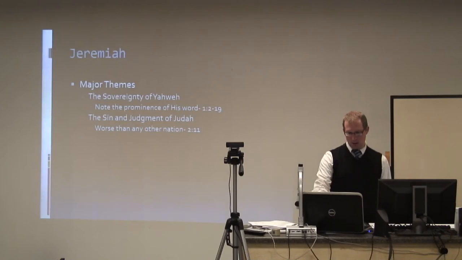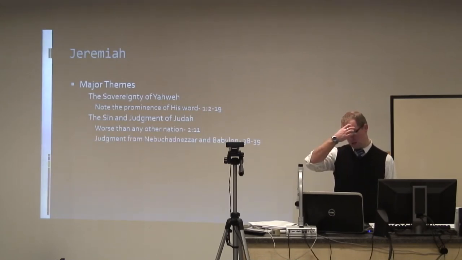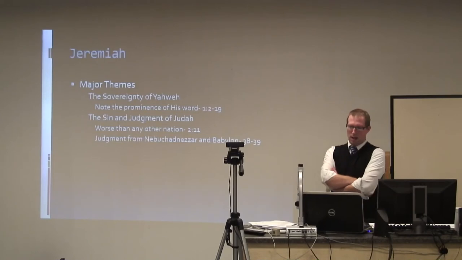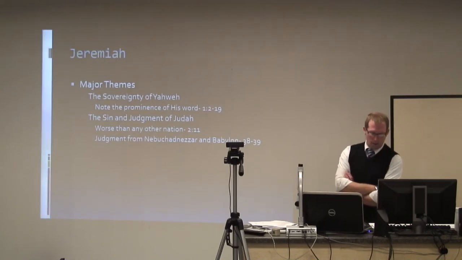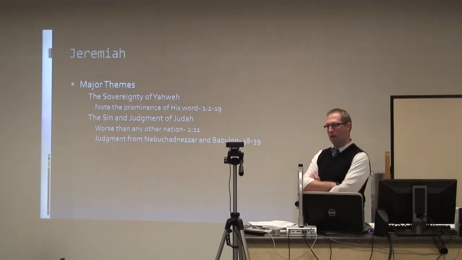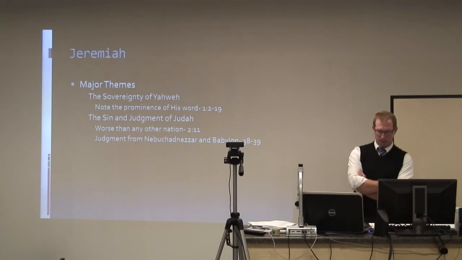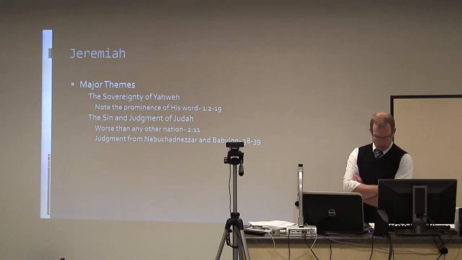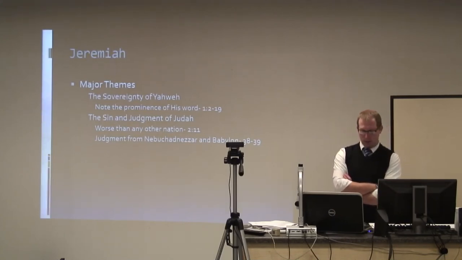Because of the sin of the nation of Judah, Jeremiah consistently is telling the people that judgment is coming, and it is coming at the hands of Nebuchadnezzar and Babylon. Jeremiah 38 and 39 talk about that in particular. And at this point, Jeremiah says, look, it's coming. So you just as well get used to that fact and accept it.